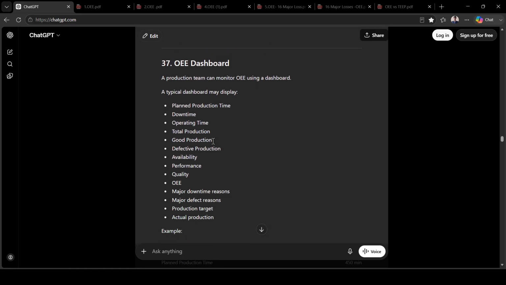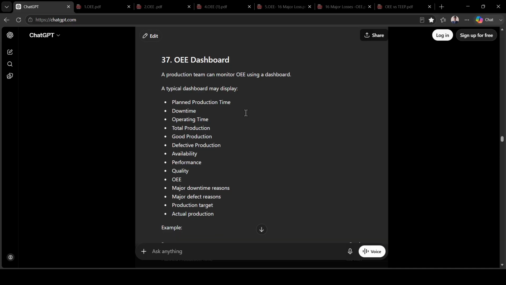OEE dashboard. A production team can monitor OEE using a dashboard. A typical dashboard may display: plant production time, downtime, operating time, total production, good production, defective production, availability, performance, quality, OEE, major downtime reasons, major defect reasons, production target, and actual production.